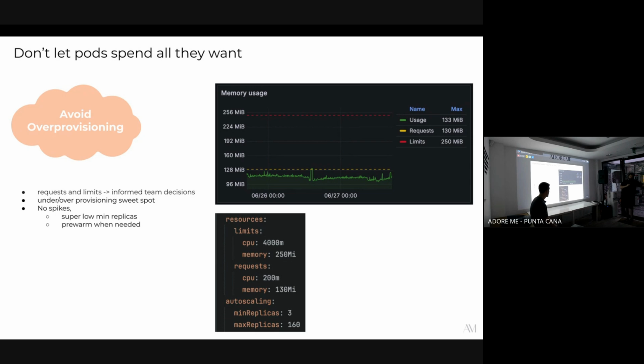We use the same warmer technique. We have HPAs set up for workers also, or just normal auto scaling based on memory and CPU. So not a big difference compared to the other workloads.